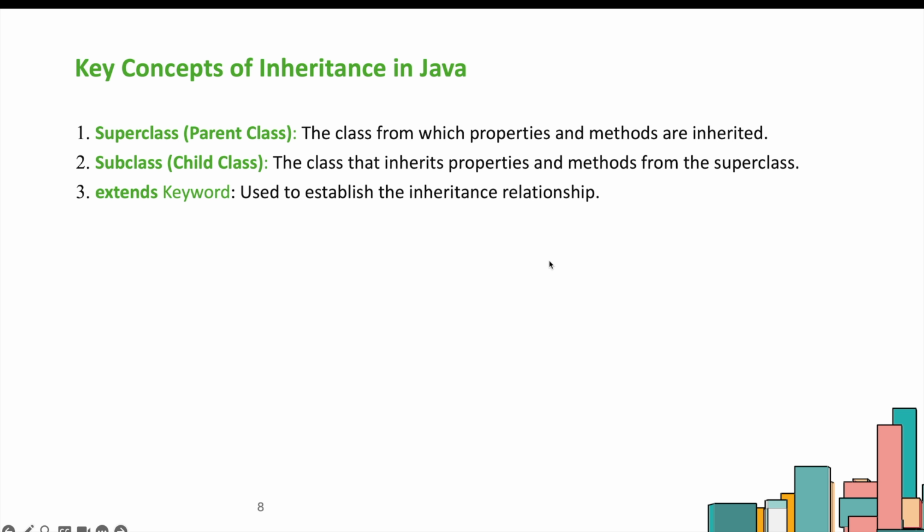So there are three things in inheritance: superclass, subclass, and extends, which is actually a keyword. The superclass is nothing but a parent class, and the subclass is nothing but a child class. A class always extends a superclass by using the extends keyword in Java.